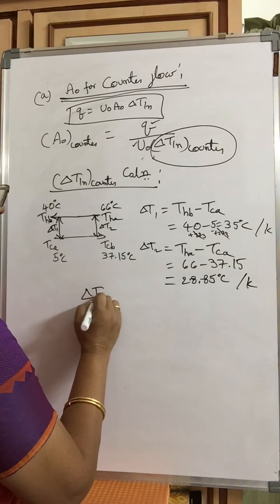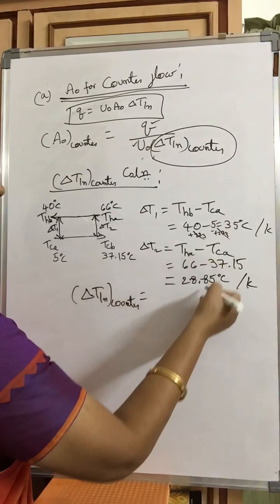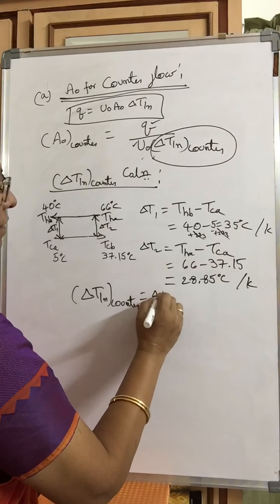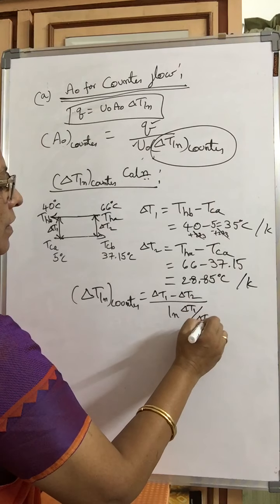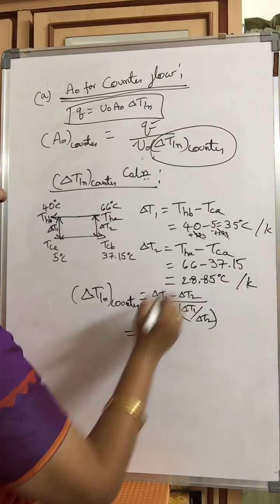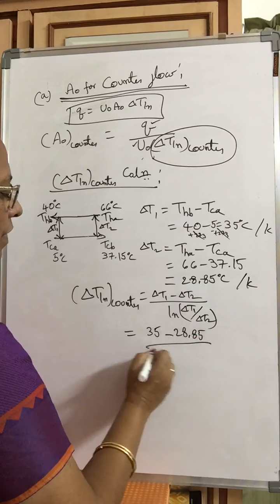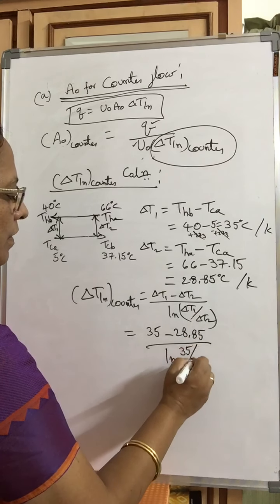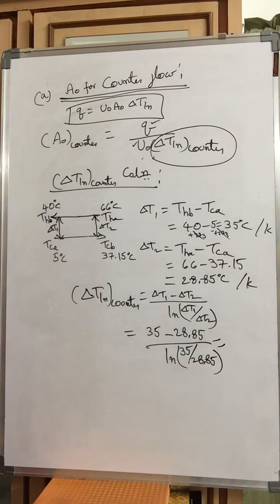Okay. Now delta T ln counter is equal to, here you can write which one is higher. You can say delta T1 minus delta T2 by ln delta T1 by delta T2. Okay. So this is equal to 35 minus 28.85 by ln 35 by 28.85. This value is 31.82.